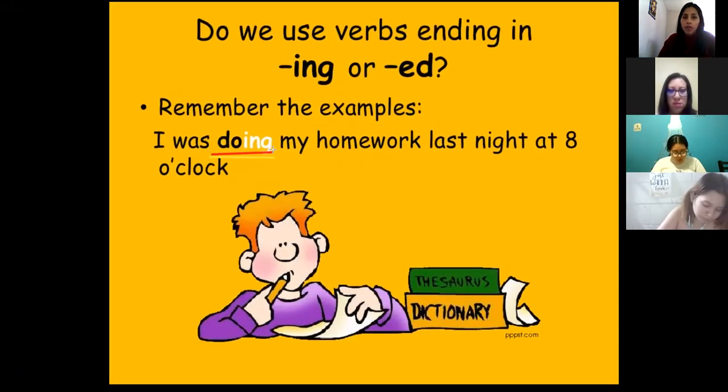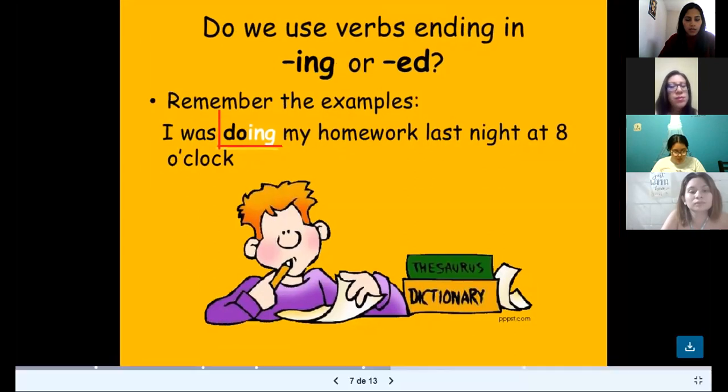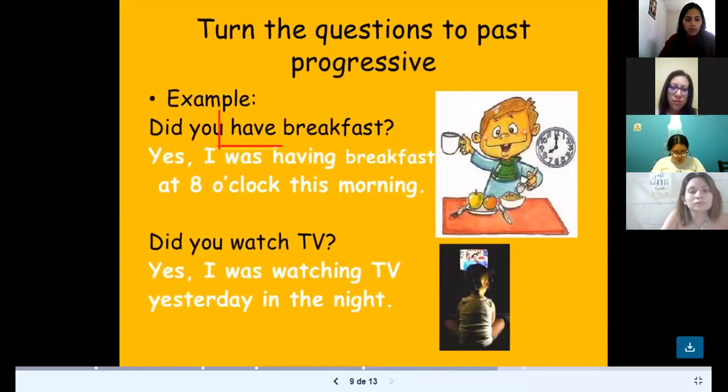The verb to be in past. Verb to be in past. Very good. I was doing. Excellent. Very good. Verb to be in past. Excellent. That is something very important here. Okay, we're gonna do some exercises.